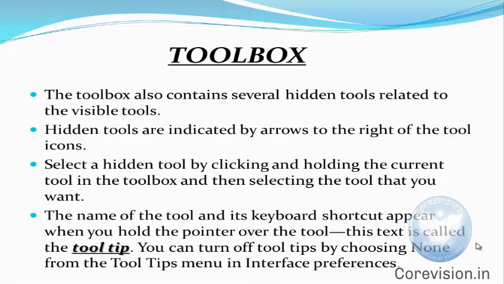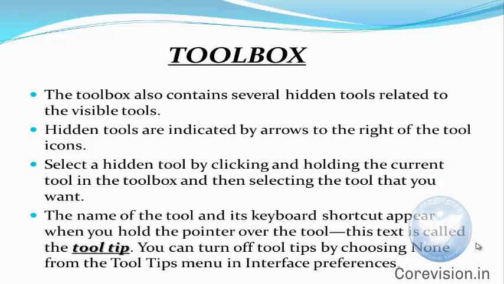The toolbox also contains several hidden tools related to the visible tools. Select a tool from the default toolbox by clicking it in the toolbox. Hidden toolbox. Hidden tools are indicated by an arrow to the right of the tool icon. Select a hidden tool by clicking and holding the current tool in the toolbox and then selecting the tool that you want.